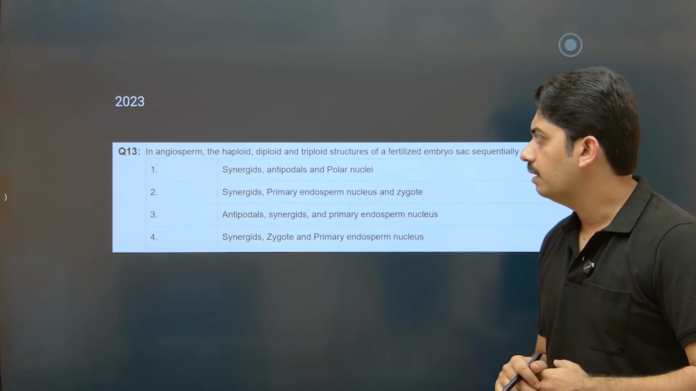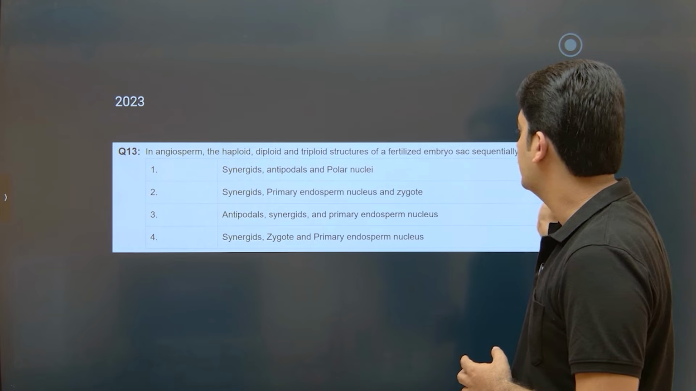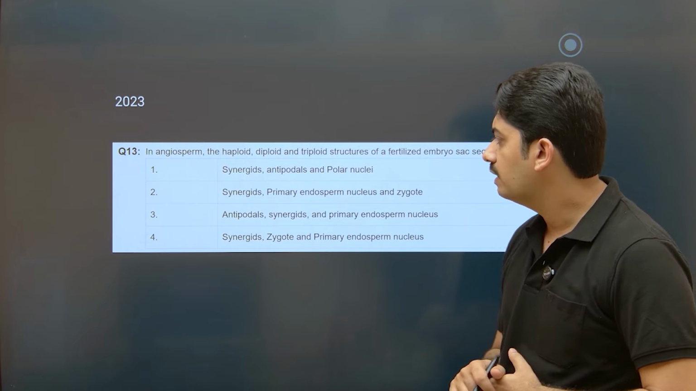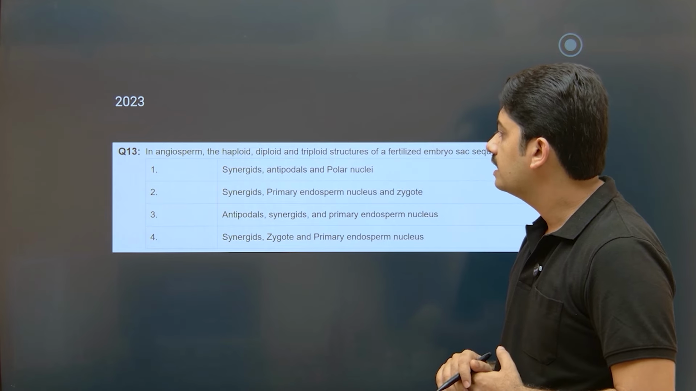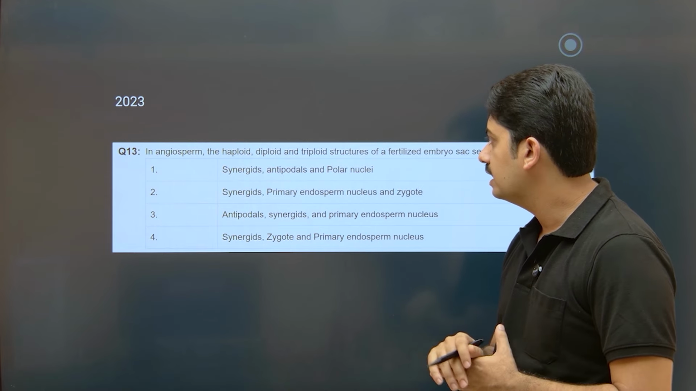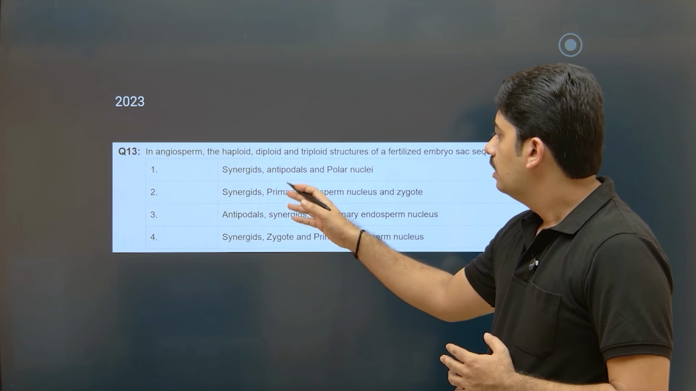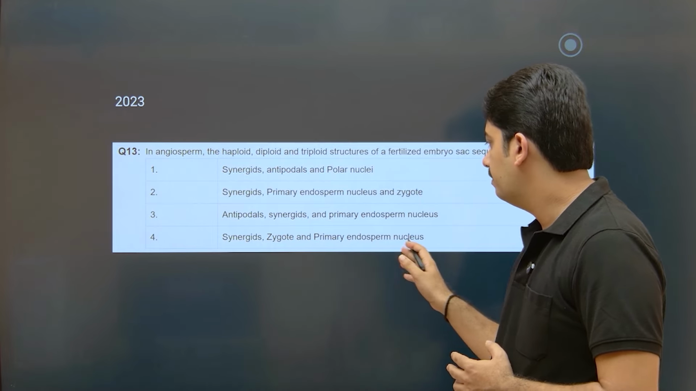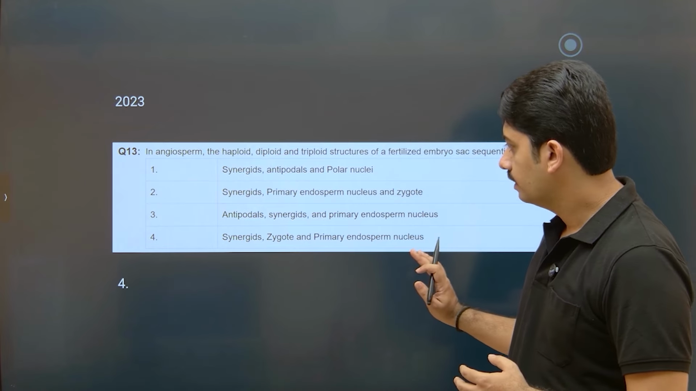In angiosperms, the haploid, diploid and triploid structures of the fertilized embryo sac are, sequentially, very simple question. Which one is haploid here? Synergid is haploid. Which one is diploid? Here diploid is zygote and triploid is primary endosperm nucleus. The answer is the 4th one.